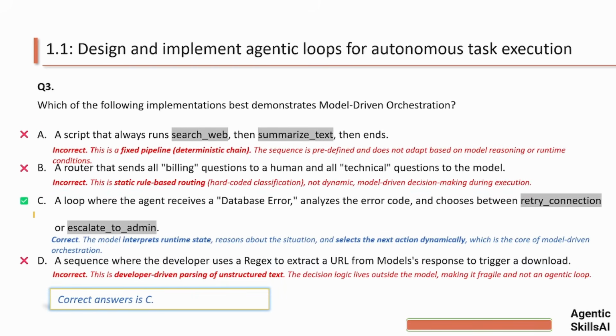The correct answer is option C. This is correct because the model interprets runtime state, reasons about the situation, and chooses the next step dynamically, which is the core of model-driven orchestration.